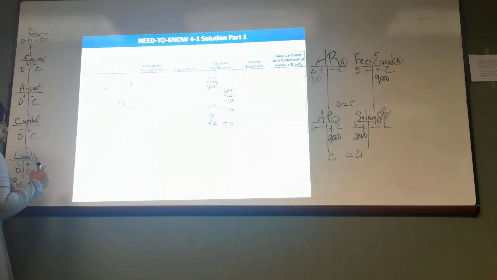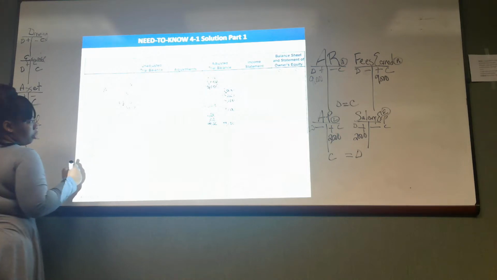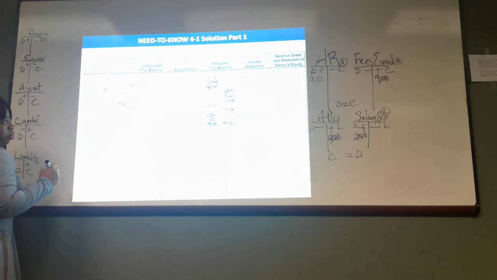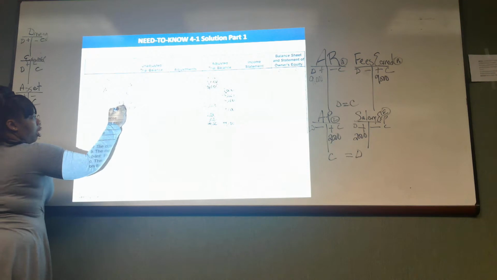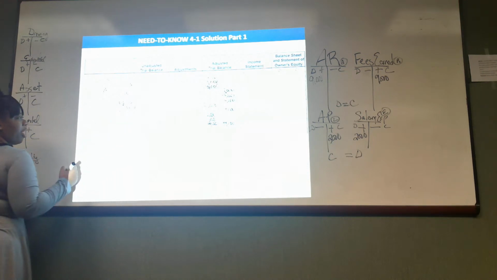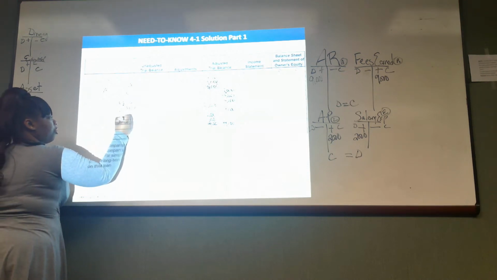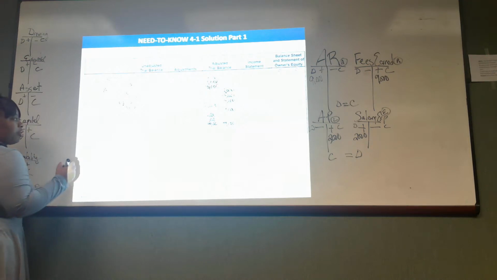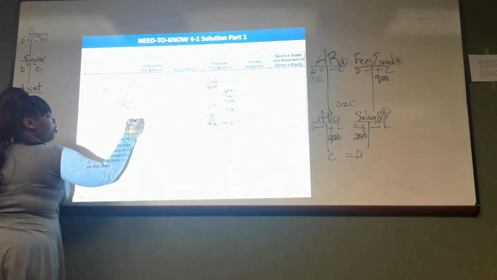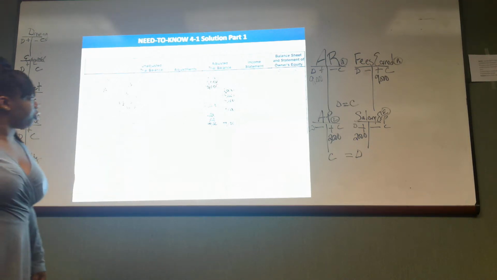And then fees earned. Would it be income statement? That's income statement. Salaries expense, income statement. Office supplies, income statement. Alright, so let's take our numbers to our balance sheet.